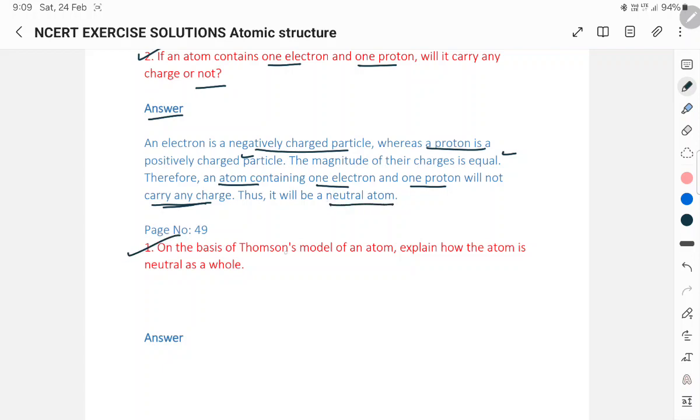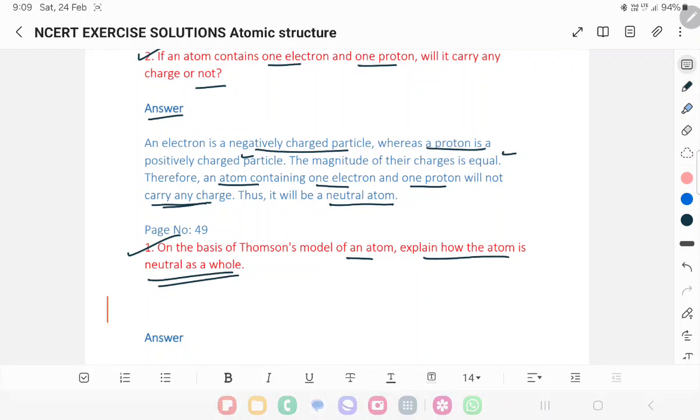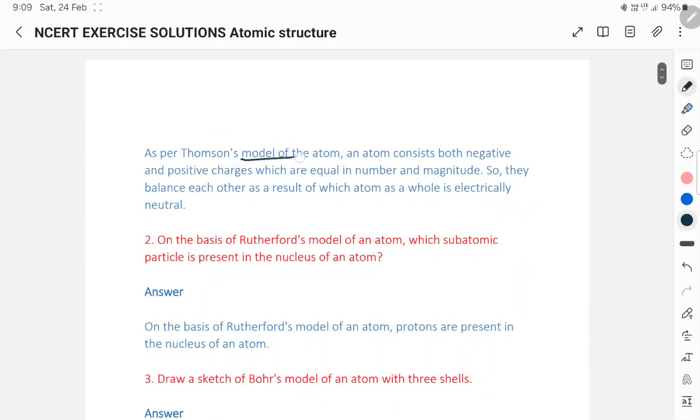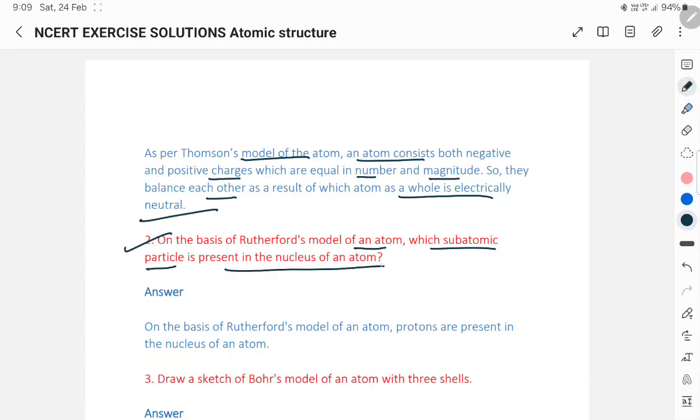Next question is, on the basis of Thomson model of an atom, explain how the atom is neutral as a whole. As per Thomson's model of the atom, an atom consists of both negative and positive charges which are equal in number and magnitude, so they balance each other, as a result of which the atom as a whole is electrically neutral. Next question, on the basis of Rutherford's model of an atom, which subatomic particle is present in the nucleus of an atom? On the basis of Rutherford's model, protons are present in the nucleus of an atom.